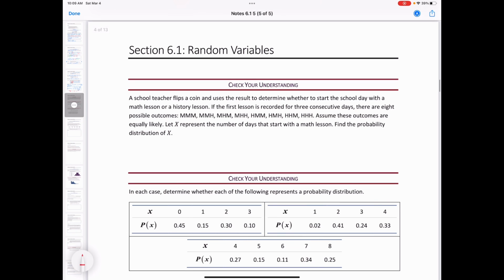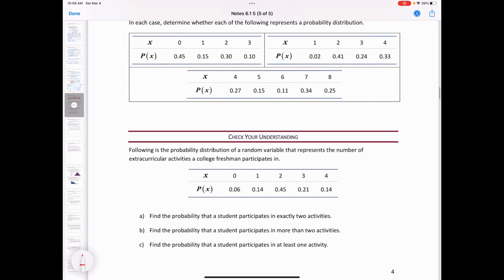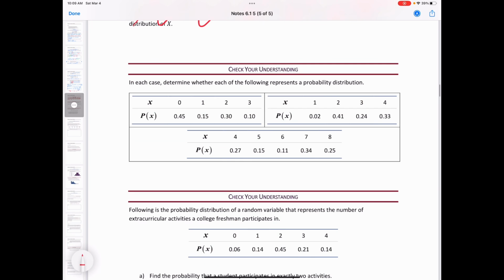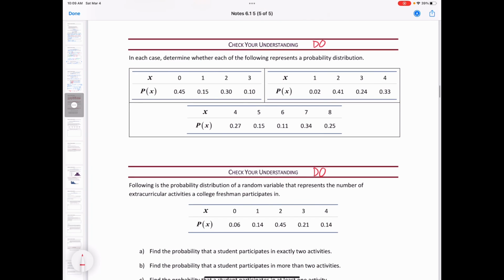We're going to skip this. Check your understanding. I want you to pause the video and do the next two. And I will pause my video and turn it back on and explain it. But pause it until you try it.